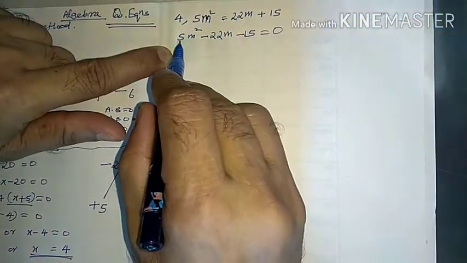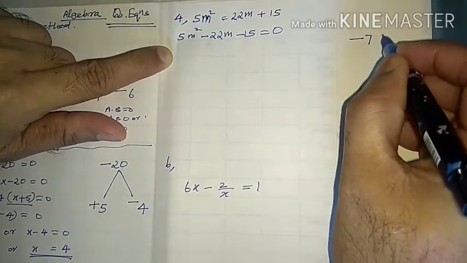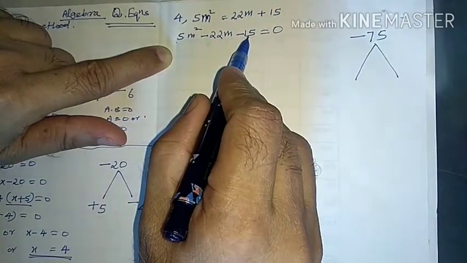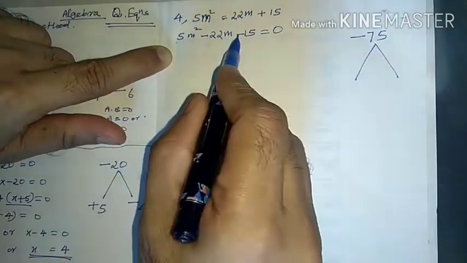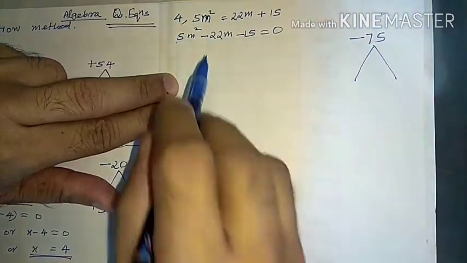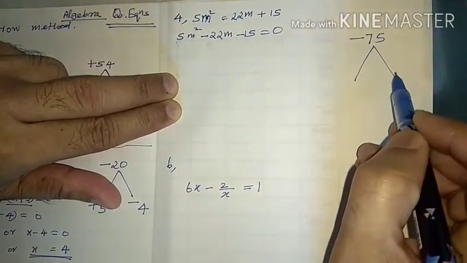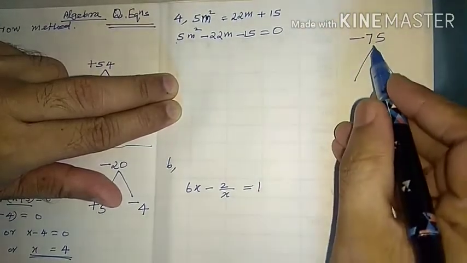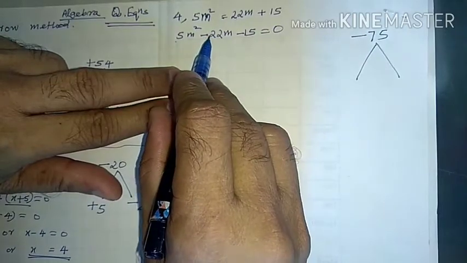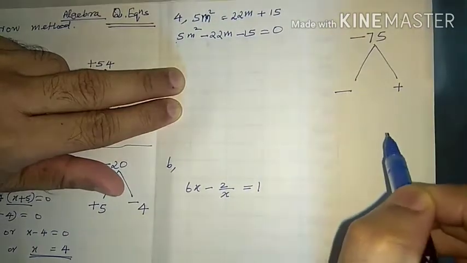Now here 5 into minus 15. 15 5s are 75. We have to factorize 5 into 15. 5 15s are 75, plus into minus, minus 75. Now this we have to split in such a way that we take the factors of this, such that product of that should be this, summation of that should be the middle term, minus 22. So minus number should be greater. One is minus, other is plus, then only product is minus.